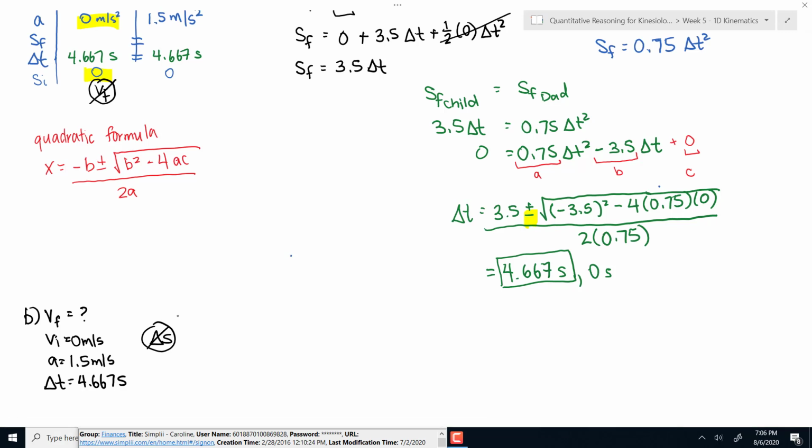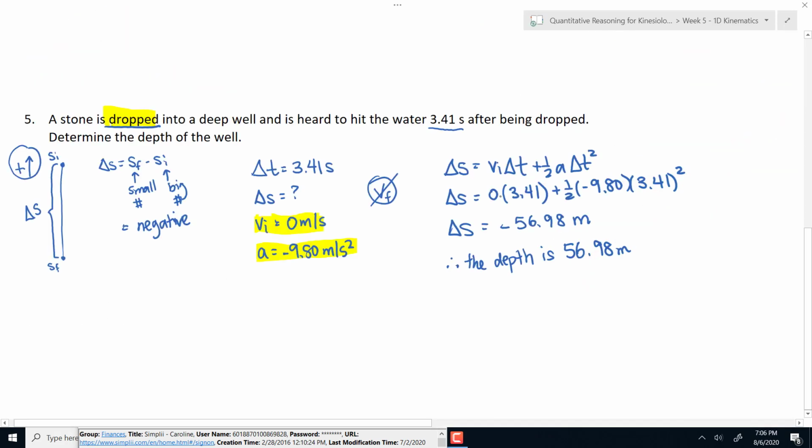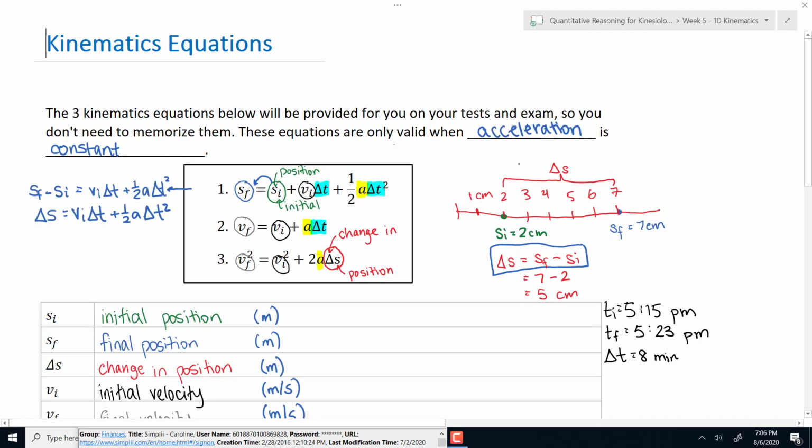Okay, so now we need to think about which equation we are going to use that doesn't have delta s in it. So let's quickly go back to our list of equations. Which equation doesn't have delta s in it? Or sf minus si, because that's the same. So equation 1 has sf and si, which is the same as delta s if you move them over to the left side. All right, equation 3 has delta s in it, so it's equation 2 that doesn't. So we're going to use equation 2, vf equals vi plus a delta t.